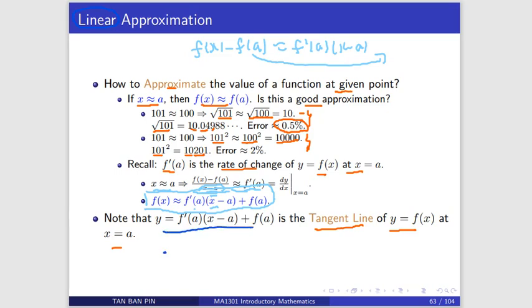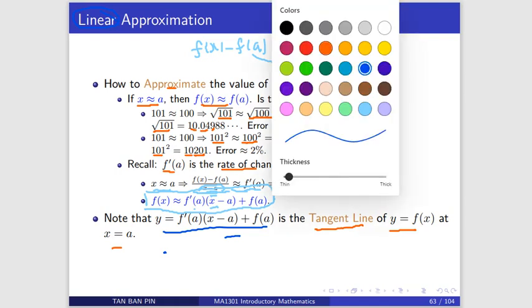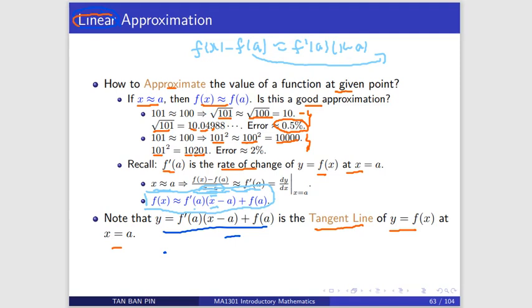So you're going to use the tangent line, and the tangent line is a straight line. That's why you call it linear approximation. That's why I call it linear approximation, because we use a straight line. Linear means straight line.